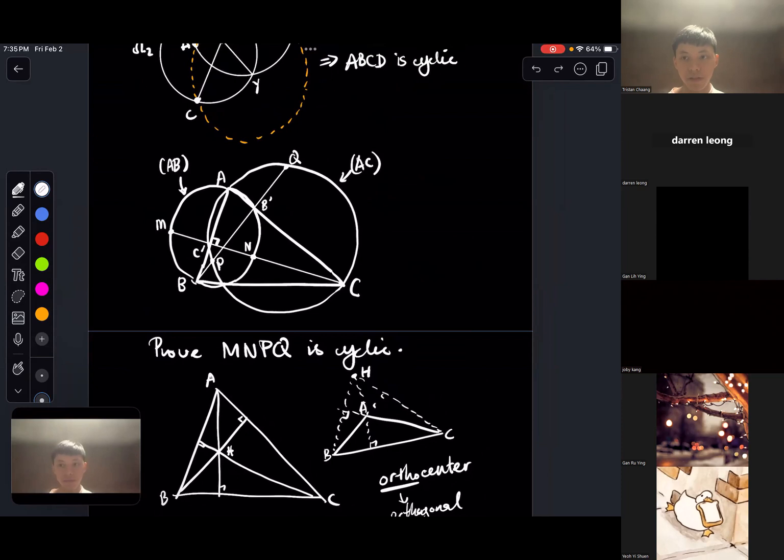So yeah, someone said orthocenter. Now, the orthocenter is naturally the intersection between BB prime and CC prime, right? So let's call it H. So what does that mean? What can we use about H?